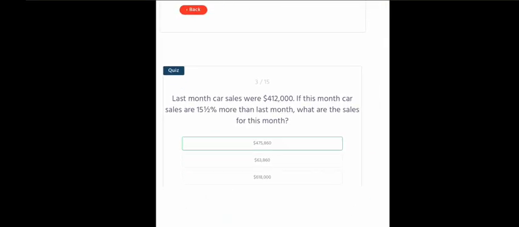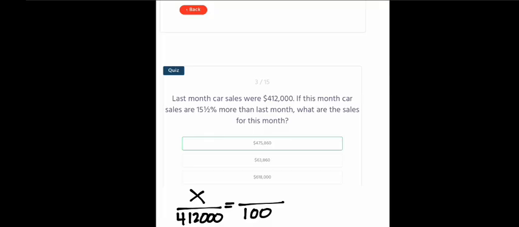It says, last month car sales were 412,000. If this month car sales are 15.5% more than last month, what are the sales for this month? So this question is similar to the last one because it's a percent more, okay? Which means we're going to have to add it to 100 again. Our whole is still 412,000. And 100 still always goes down here.